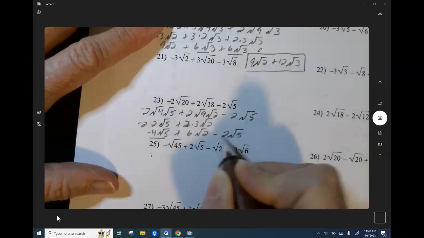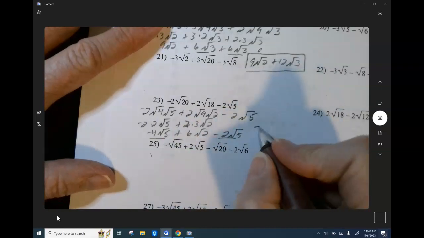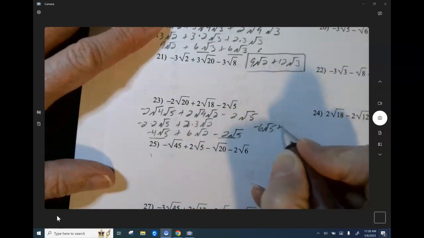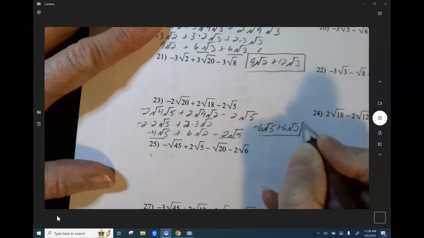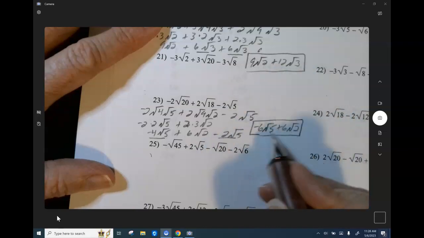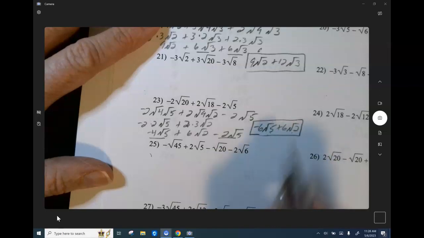So my only like radicals are the 4 and the 2. So that gives me a negative 6 square root 5 plus 6 square root 2. These cannot be combined because the numbers underneath the radical are not the same.